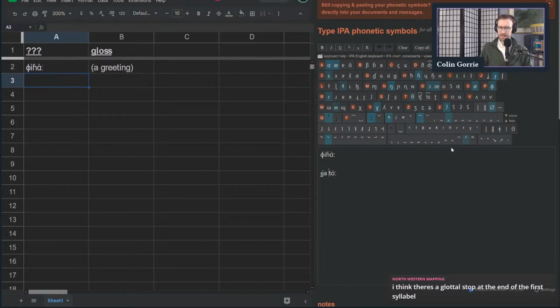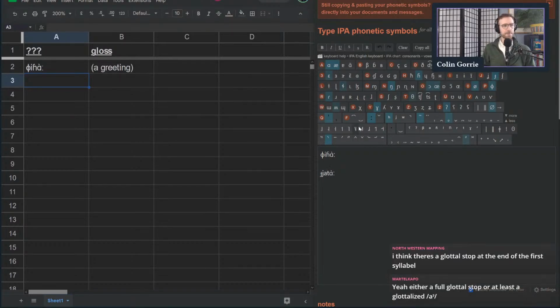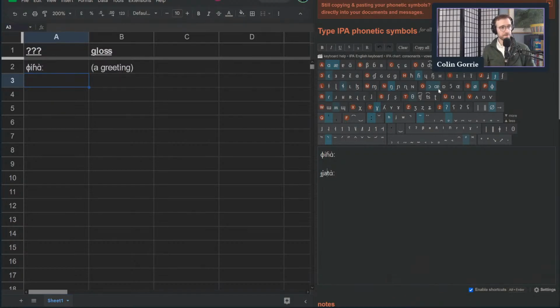Yatta. Yatta. Yeah, maybe there's some kind of glottalization. And just like we did with the historical linguistics challenge, all of these are hypotheses. This notation is subject to revision as we learn more.